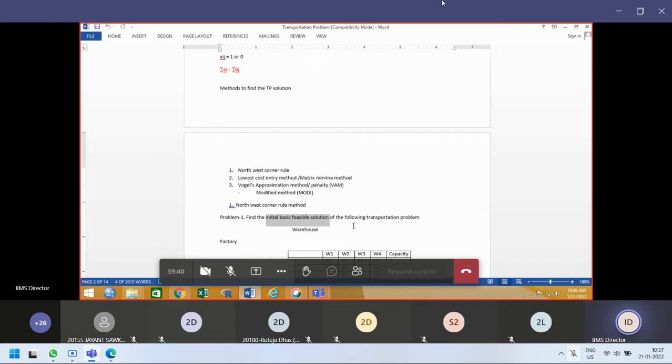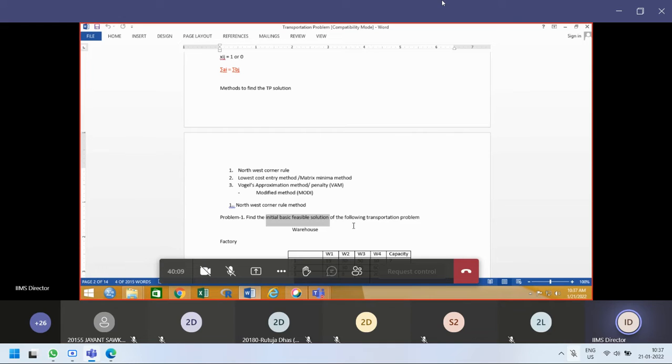Now what do you mean by this solution? This solution is not an optimal solution. It means this solution is not the best solution. What is an optimal solution? The best solution means it is an optimal solution. So the initial basic feasible solution is not the best solution. Still there is scope for improvement.